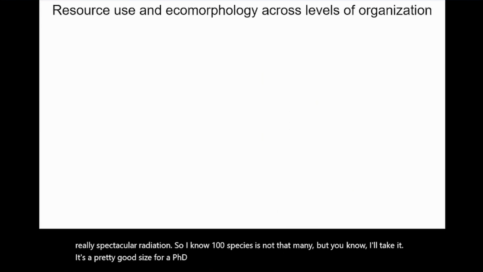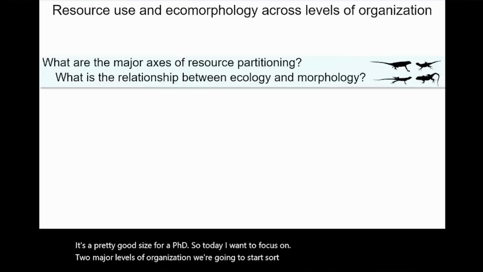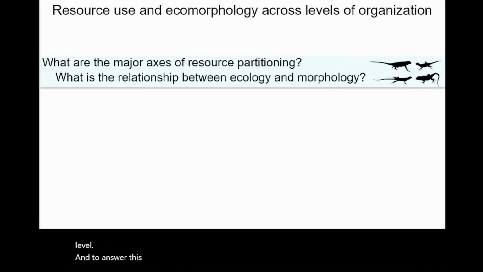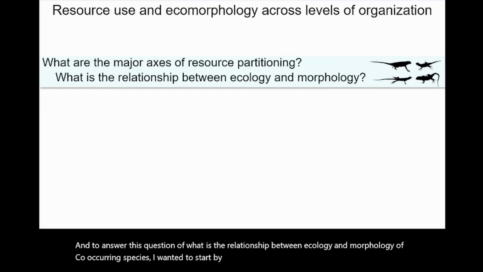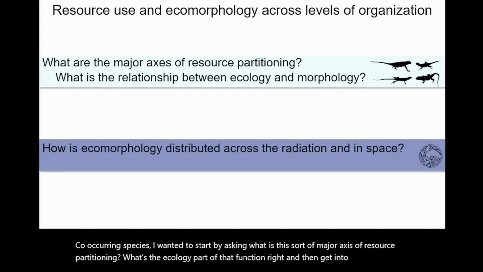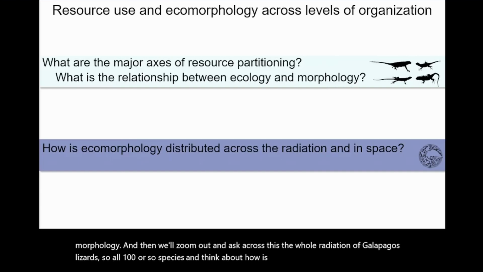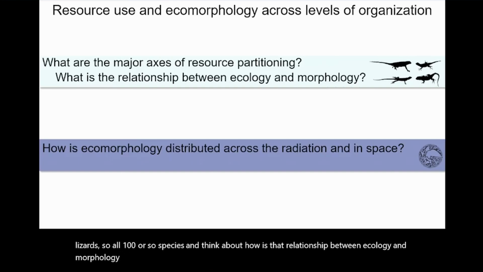So today I want to focus on two major levels of organization. We're going to start at the community or assemblage level. And to answer this question of what is the relationship between ecology and morphology of co-occurring species, I wanted to start by asking what is the major axis of resource partitioning, what's the ecology part of that function, right? And then get into the morphology. And then we'll zoom out and ask across the whole radiation of Sceloporus lizards, so all 100 or so species, how is that relationship between ecology and morphology across species and across the whole range of the genus.